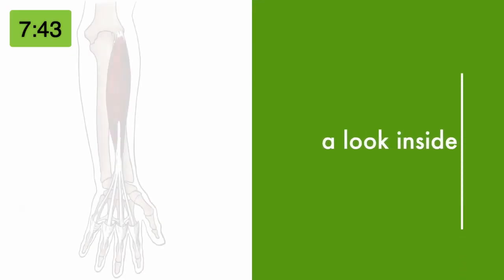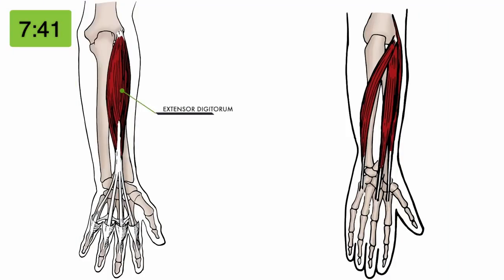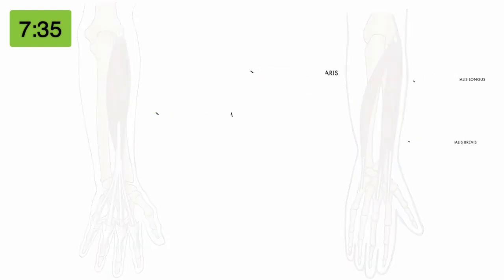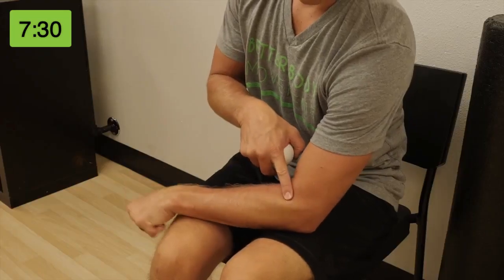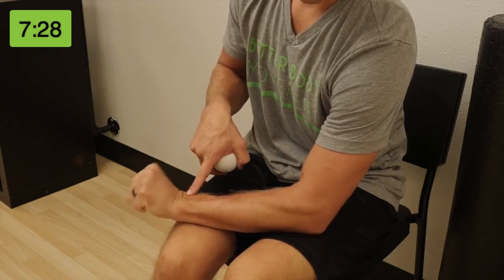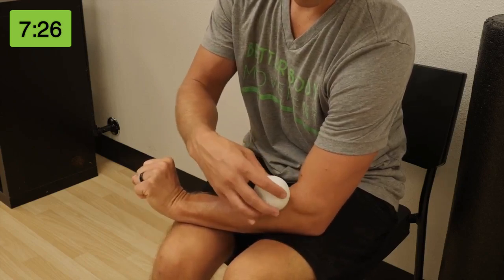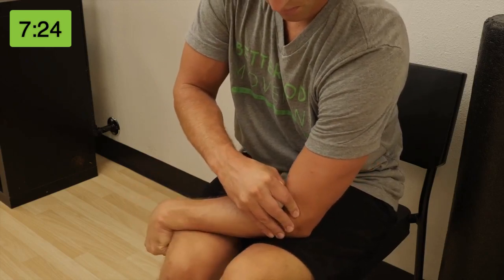Carpal tunnel syndrome commonly is caused by forearm muscles that get overly tight and create compression on your carpals. We will start by working through the extensor digitorum, the extensor carpi radialis longus and brevis, and extensor carpi ulnaris. Start with a lacrosse ball on the upper part of the forearm. You'll notice when you make a fist and squeeze the knuckles up, the muscles will tighten in the upper part of the forearm near the elbow.